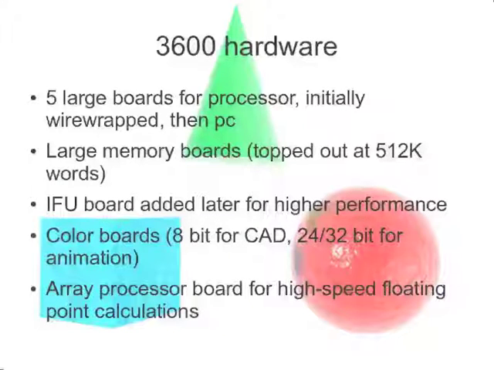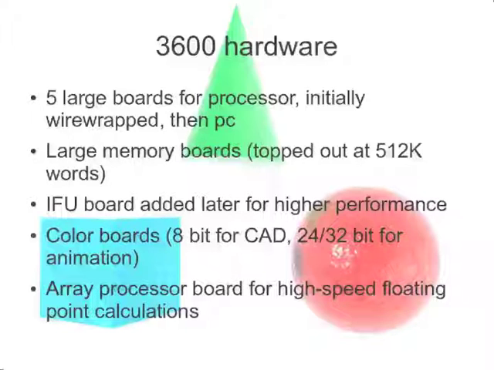So the 3600 hardware itself was 5 large boards like this, just to implement the processor. And then in addition to those 5 boards, there were another set of large boards for the memory. At the beginning, the memory was like 16K words, 36-bit words. And by the end, we had boards that were as high as 512K words. And depending on the size cabinet, you could put anywhere from 3 or 4 to 6 or 8 memory boards in your machine. So at the end, you could get a decent amount of memory. But at the beginning, the machines were really, really tiny.